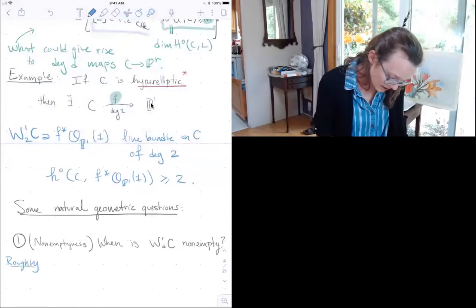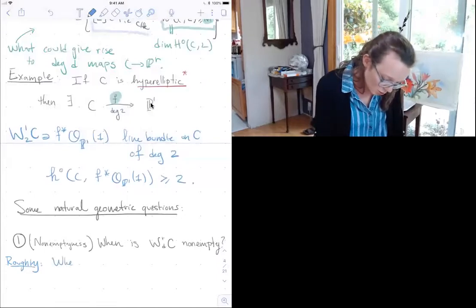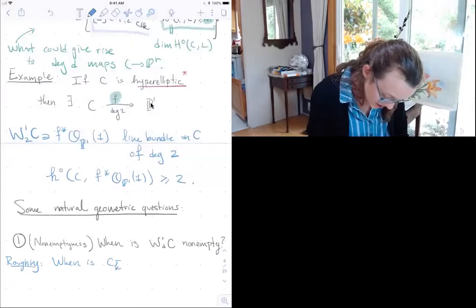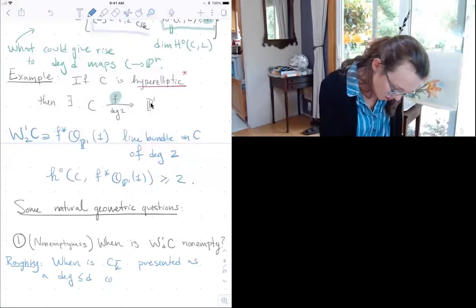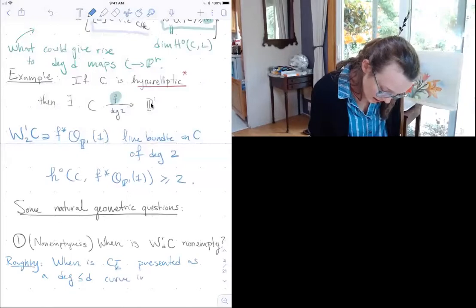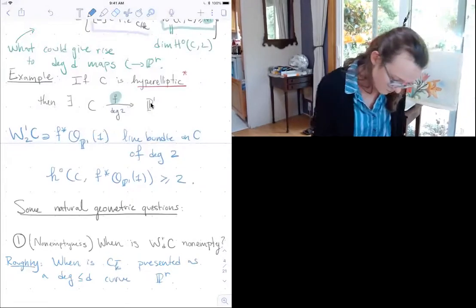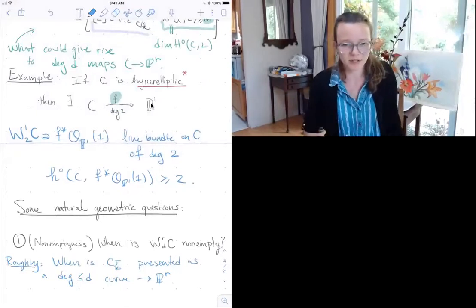to sidestep arithmetic issues for the moment, because we're talking about geometry, this says: when is C over the algebraic closure presented as a degree at most D curve in P^R? Maybe I should say mapping to P^R. By what I said about the degree earlier.